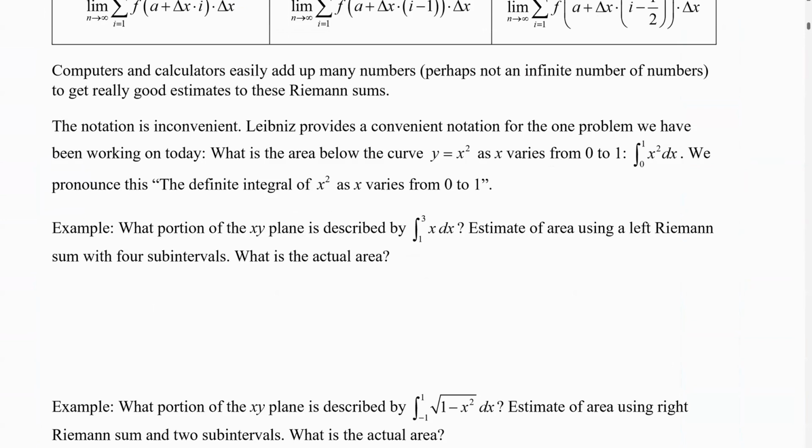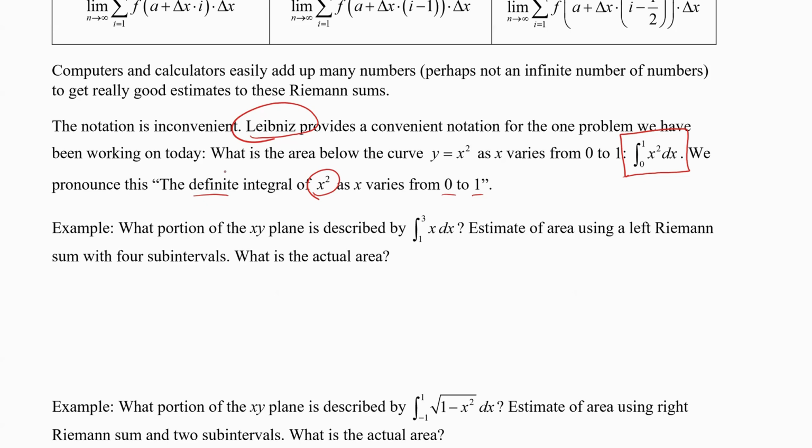Now, this notation using limits as n approaches infinity and the sigma notation, it's kind of kludgy. So one of the founders of calculus, a guy named Leibniz, came up with a better notation. All the problems that we were just working on can be summarized as, and we'll call this the integral symbol, the integral, or the definite integral, as the function x squared varies from 0 to 1. Okay, so that's our notation.